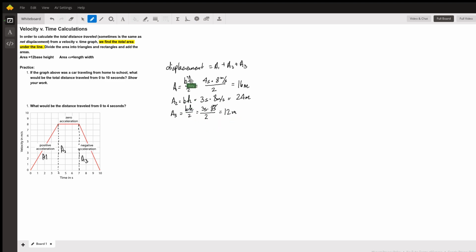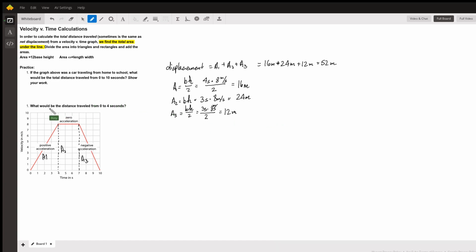Now all we have to do to find the displacement is to add all these three numbers. 16 meters plus 24 meters plus 12 meters, we will get 52 meters altogether. 16, 24, 12, 40, 52, just double checking. And yes, this will be our answer, 52 meters.